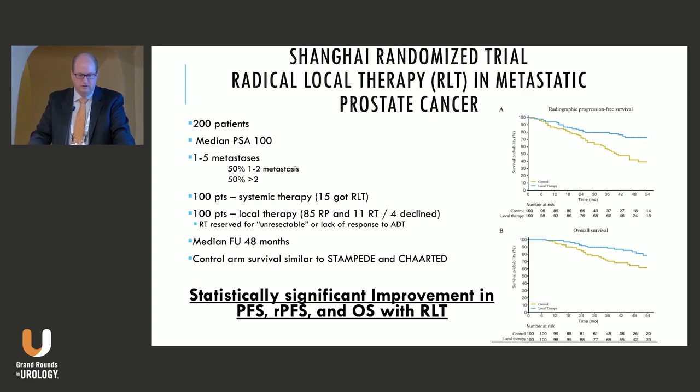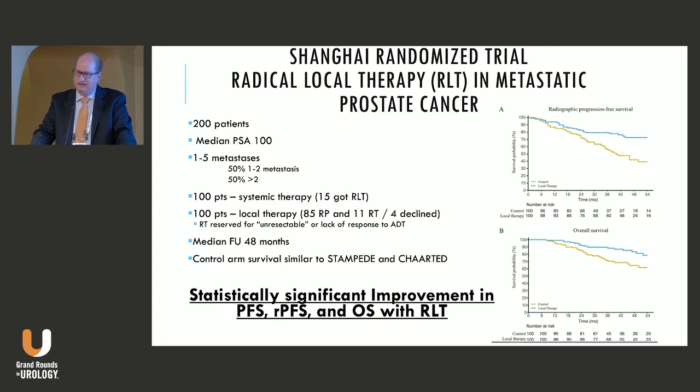Now, the Shanghai randomized trial was published about a year ago. Sorry, I don't have the reference on here. I apologize for that. This was approximately 200 patients. Notably, the PSA median was 200, so it's quite a high PSA for a limited metastatic disease, and we'll look at that with the next trial presented as well.